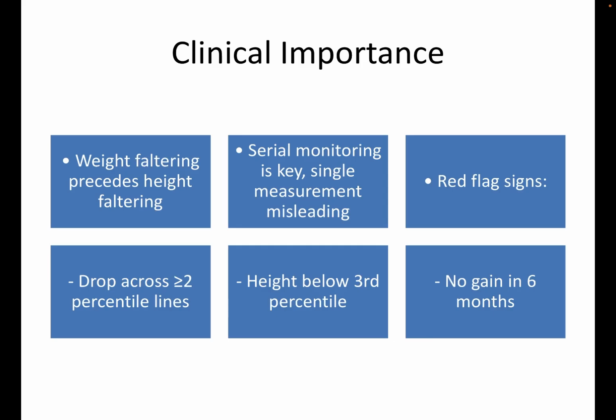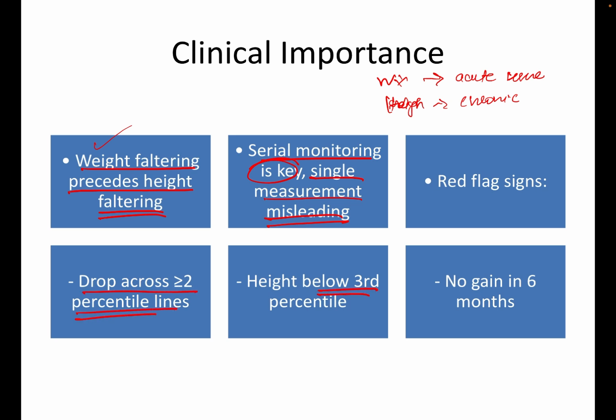So, clinical importance: weight faltering precedes height faltering. Usually weight signifies there is an acute issue with the condition, and height indicates a chronic condition. So usually there will be deceleration of weight before height. Serial monitoring is the key, and a single measurement is always misleading. Red flag signs include a drop across 2 percentile lines, height below the third percentile, and no gain in 6 months.